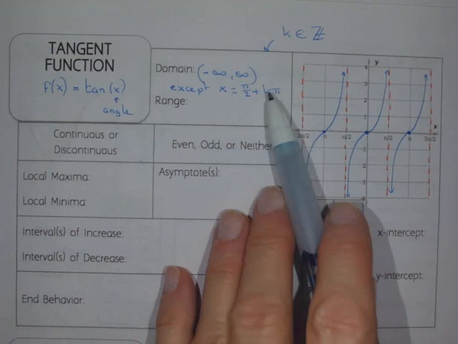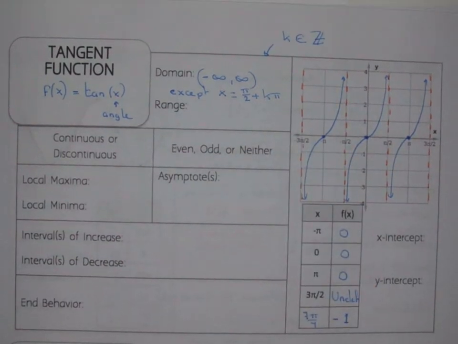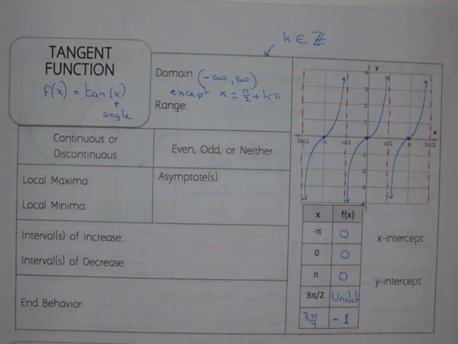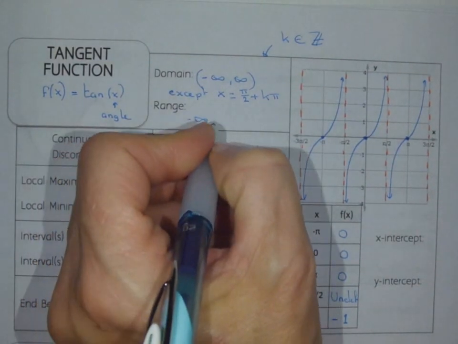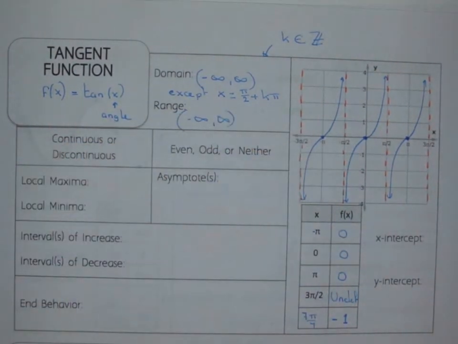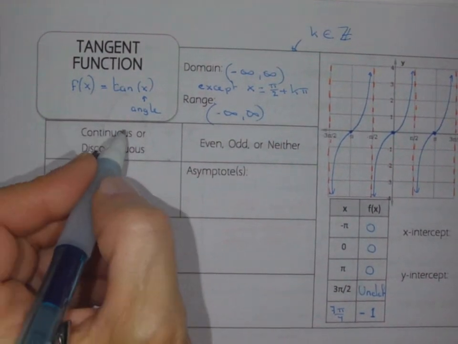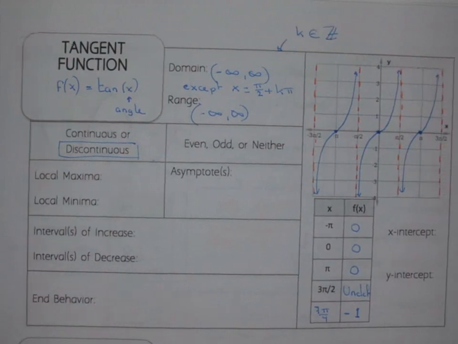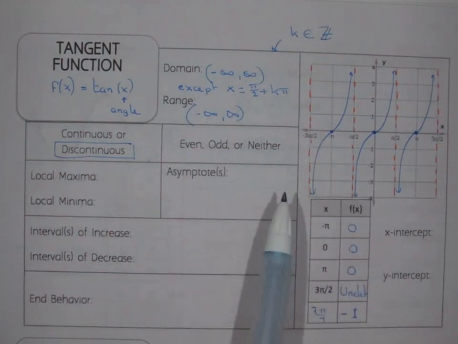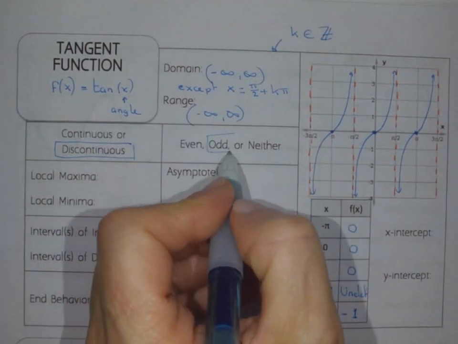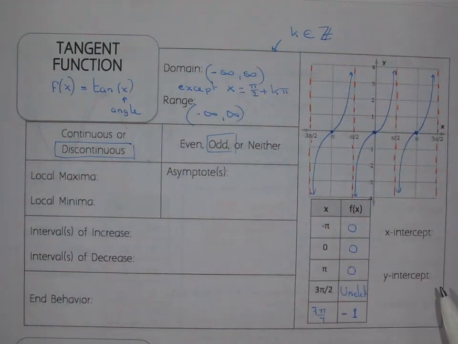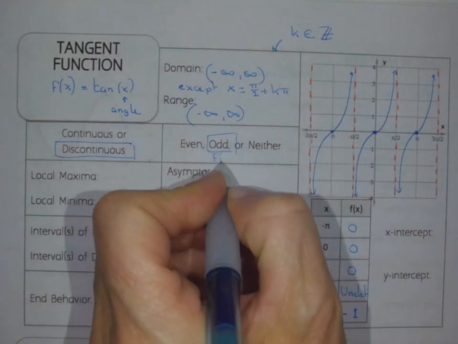The range, on the other hand, has no restrictions, right? It's going to keep going down, keep going up, all real numbers for the range. So the range is all real numbers. Okay? This is not continuous, obviously, right? Because we have all of those vertical asymptotes. But this is definitely an odd function. If you're looking, we have that symmetry over the origin, right? So this is going to be an odd function, meaning the opposite x are going to be equal to the opposite y.